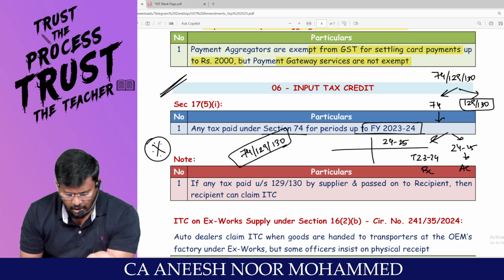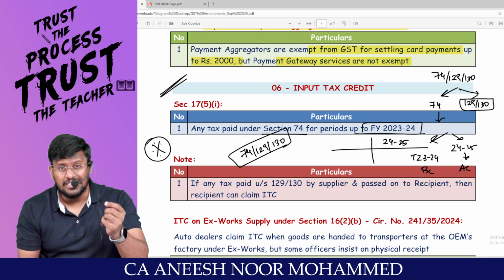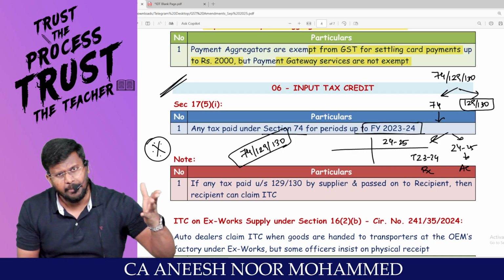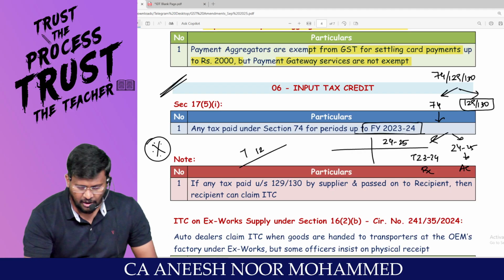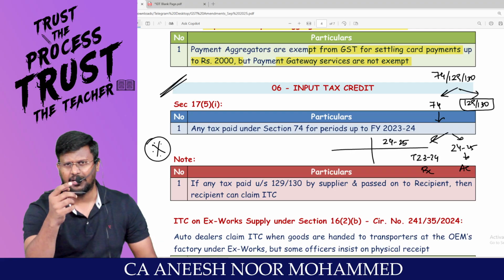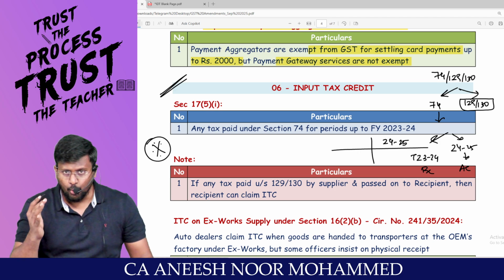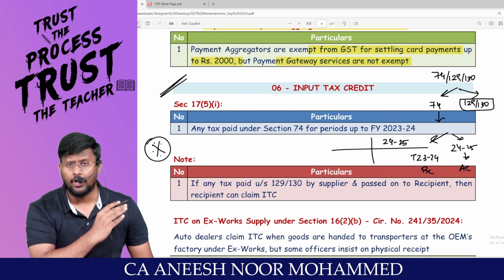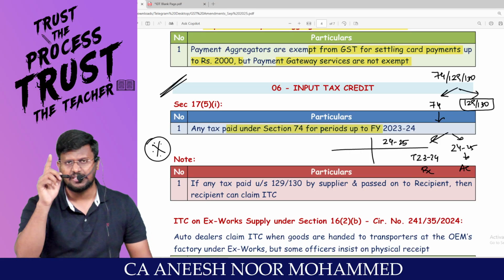What is section 74, sir? Any tax paid on account of a show cause notice issued for fraud, even that tax can be taken as ITC. Wow. Till now, this has not been the stand of the department. The department said that any fraud tax paid cannot be taken as ITC. But what the government is saying is that the rule is applicable only till financial year 23-24. From 24-25 onwards, if you are paying any tax under section 74, that can be taken as ITC.